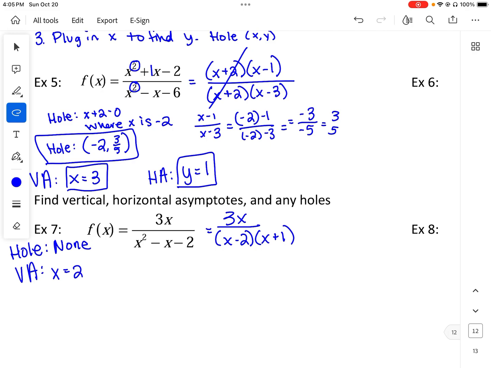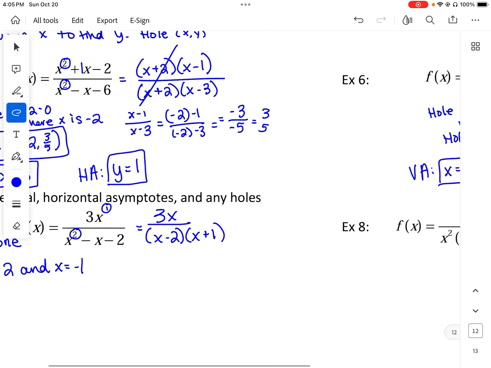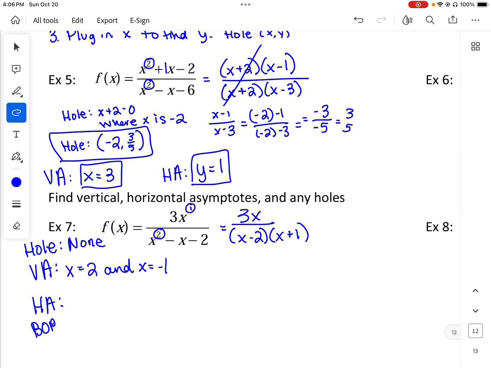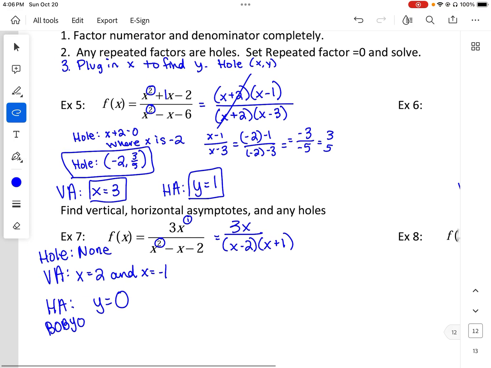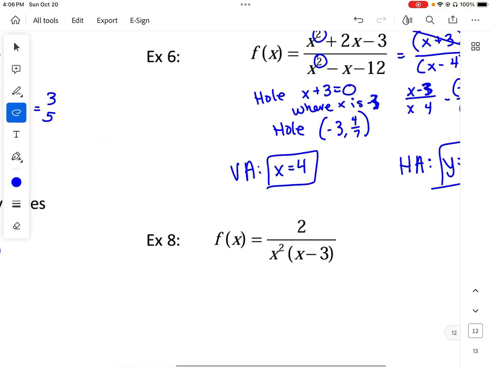Okay, so now we can say, okay, x equals 2 and x equals negative 1. Horizontal asymptote. Let's look at our exponents. This would be a 1, this would be a 2, so it's big on bottom. Big on bottom, y equals 0. So y equals 0. Okay, so we found horizontal, we found vertical, and there are no holes. Okay, let's go to the next one.